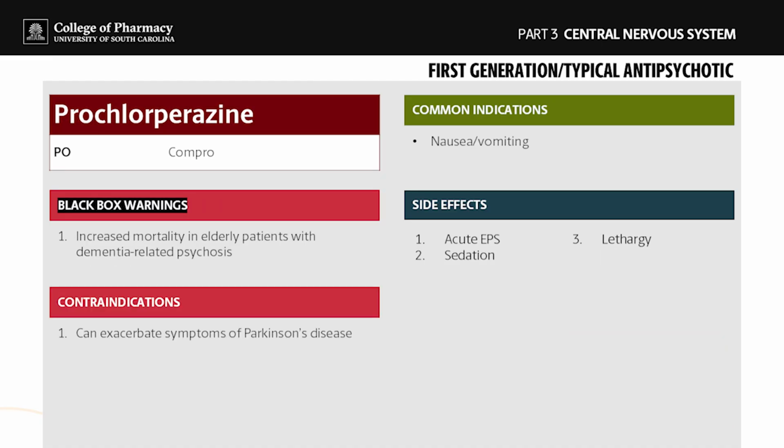Now, this is a drug that's been around a while, and it's a first-generation typical antipsychotic. The generic name is prochlorperazine. Say that fast 3 times. Prochlorperazine. The brand name is Compro, and it's used for nausea and vomiting. It used to be used a lot as an antipsychotic, but really it's better for nausea and vomiting. The side effects: it can have acute extrapyramidal side effects, sedation, and lethargy.